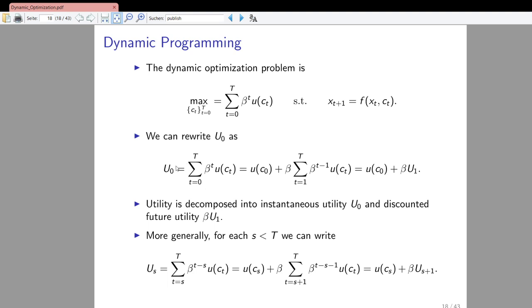More generally, this can be done for any period s that is smaller than the planning horizon. So we would have U sub s, which is the sum over all future instantaneous utilities discounted with beta to the power of t minus s. So this can be split into instantaneous utility in period s and all the future utilities from period s plus 1 onwards. So that would then be u(c_s) plus beta times U_{s+1}.